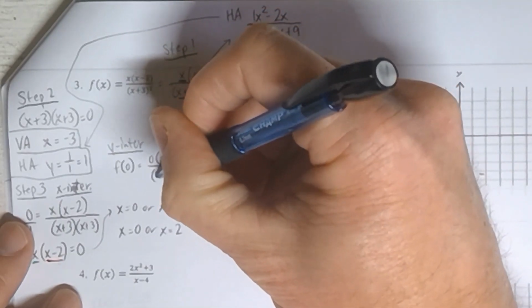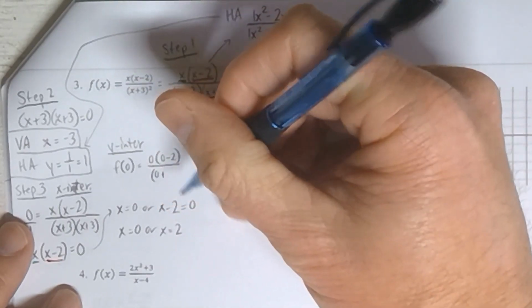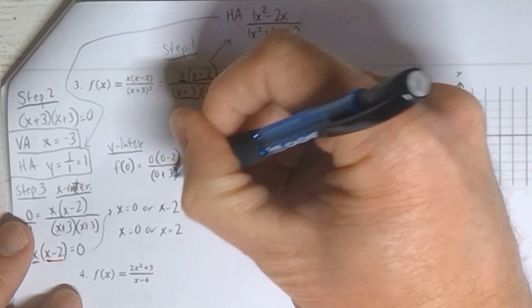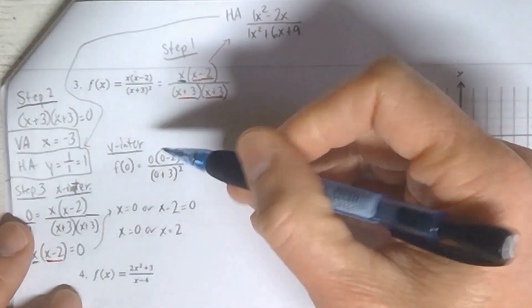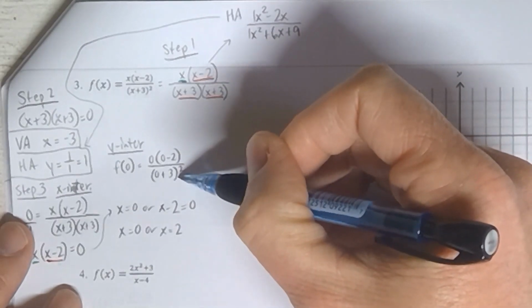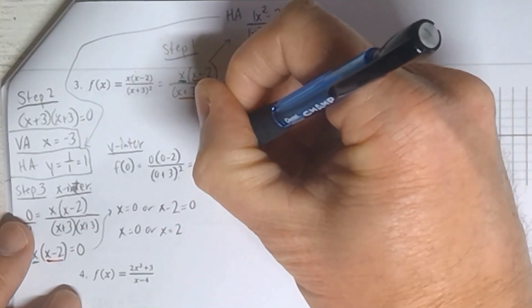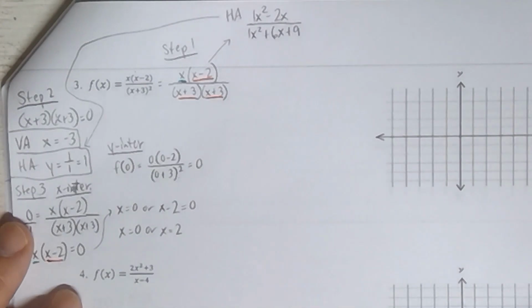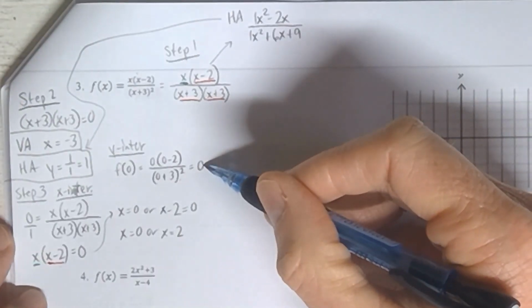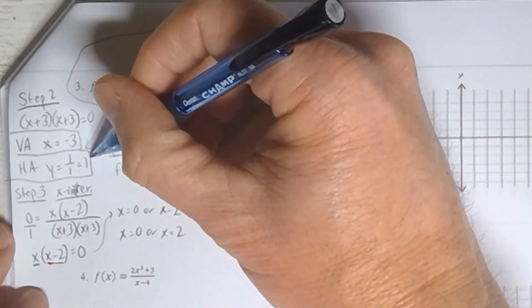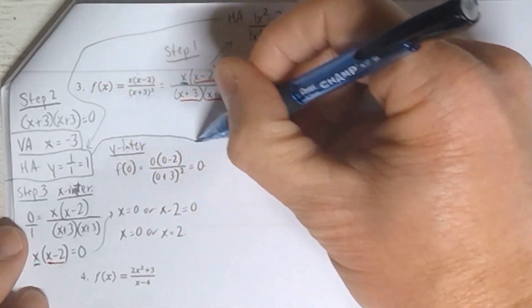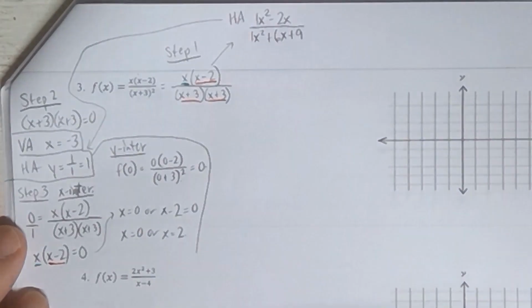Notice that the top is 0, isn't it? Because you have 0 times something. As long as the bottom is not 0, and it's not, it's equal to 3 squared. If you've got 0 divided by a non-zero number, that is automatically 0. So your y-intercept is 0. Your x-intercept is 0 and 2. So those are my intercepts.